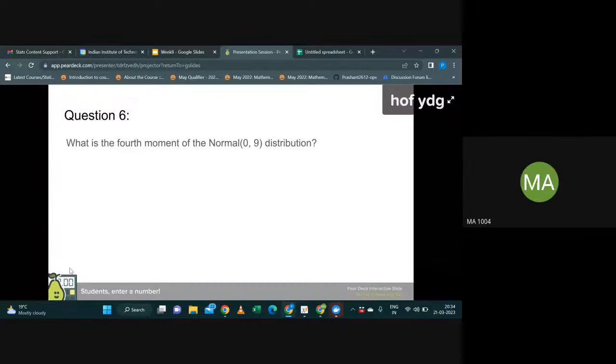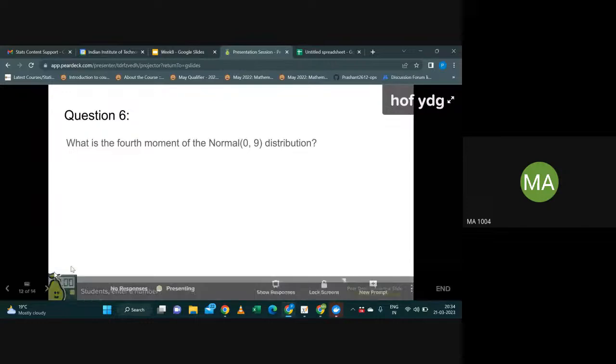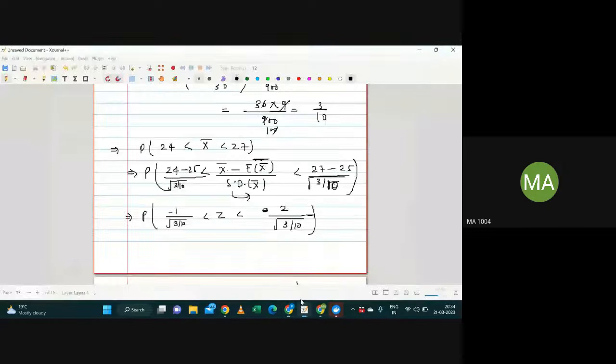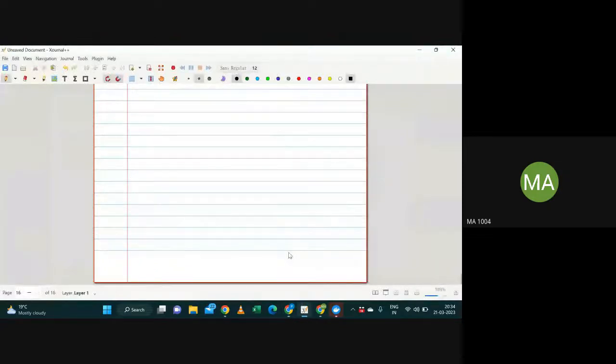Now, to find the fourth moment of normal(0, 9) distribution, can you tell me how you will proceed? You have to use the MGF, right? I'm going to give you a hint here. Anyone who can tell me what is the MGF of normal(0, sigma squared)? Anyone? It is e raised to lambda squared sigma squared by 2.